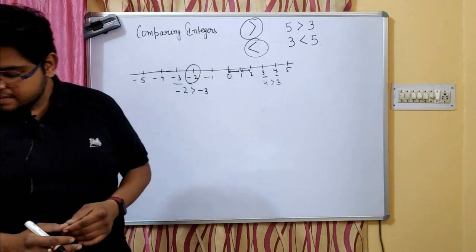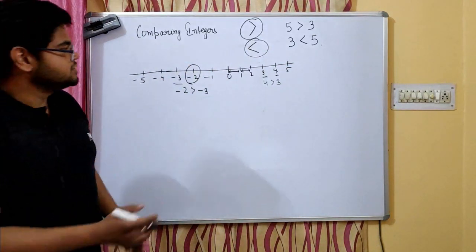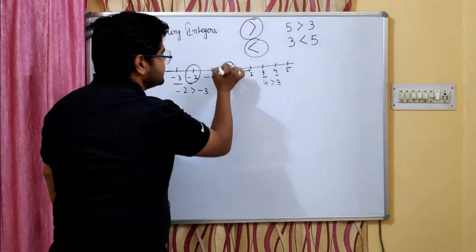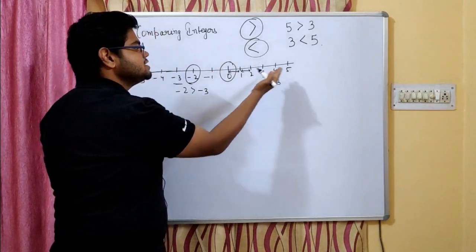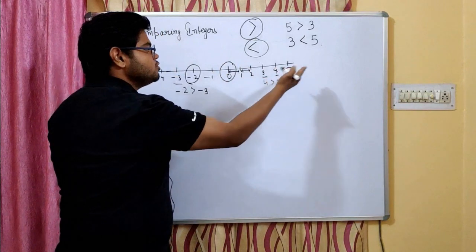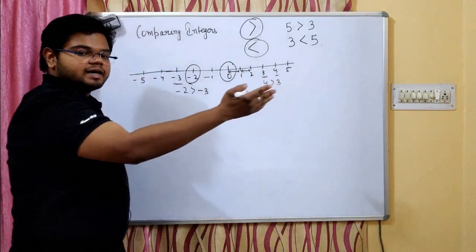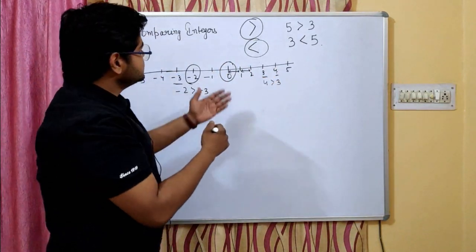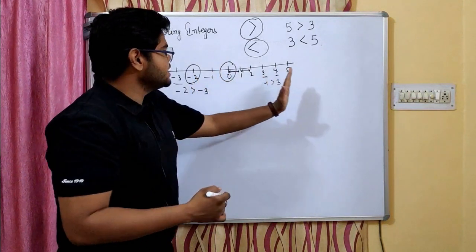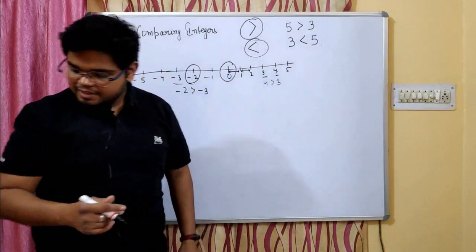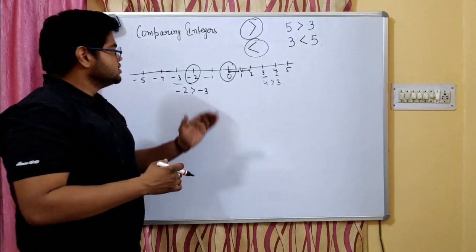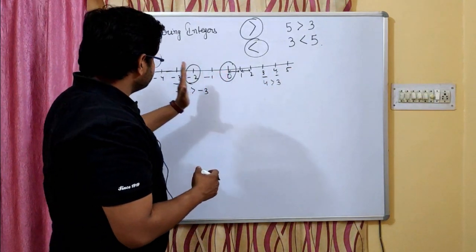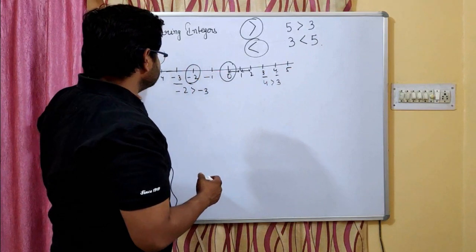0 is less than every positive integer, because as we move towards the right, 1, 2, 3, 4, 5 are all coming on the right side of the number line. So 0 is less than every positive integer. Next point: 0 is greater than every negative integer. If we move towards the left of 0, we have all the negative integers.